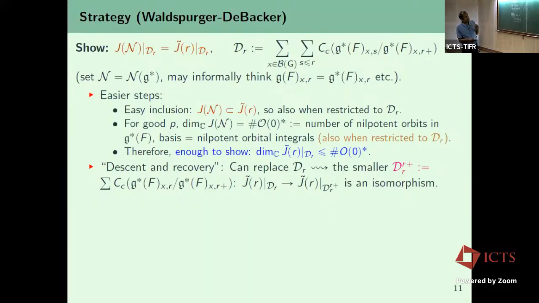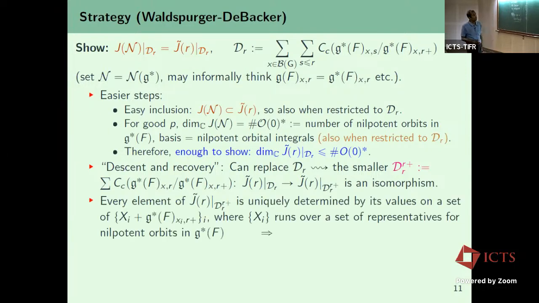One more advantage of restricting to this space is that the definition of J tilde of R, which was very forbidding looking, has a very nice description on these functions. J tilde of R is non-zero on a coset of G star of f x comma R plus if and only if that coset contains a nilpotent element. So that way, you can hope to bound it by the number of nilpotent orbits.